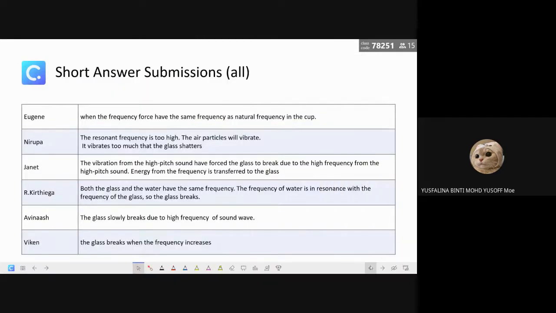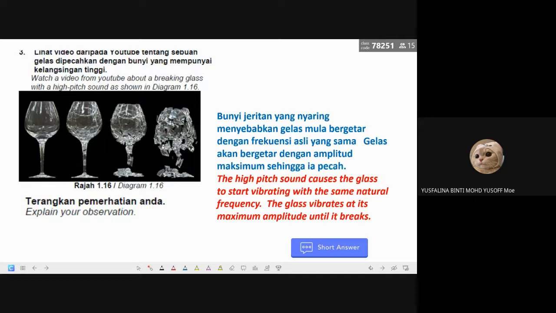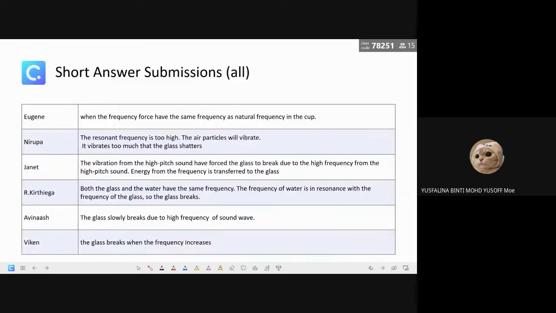All right, so let's discuss the answer. How does the glass break? First, the high pitch of sound causes the glass to start vibrating. When it vibrates with the same natural frequency of the glass, the glass will break, because the frequency of the sound is the same as the natural frequency of the glass. Every object has its own natural frequency. If you sing and the frequency is the same as the natural frequency of the object, it will start to vibrate. When it reaches the maximum amplitude, it will break. So here the glass vibrates at a maximum amplitude until it breaks. This is your answer.